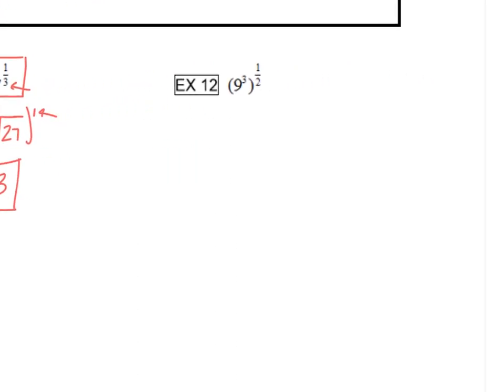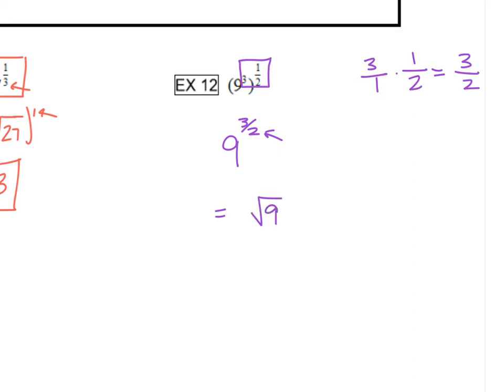Alright, so we have 9 to the 3rd power to the 1/2 power. So, if you have a power raised to a power, if you remember, one of our exponent properties is to go ahead and multiply exponents. So 3 times 1/2, you can picture it this way, 3 over 1 times 1 over 2, which is just an exponent of 3/2. So really we need to evaluate 9 raised to the 3/2 power. Our root is 2, so it's the square root of 9. We're going to raise that to the 3rd power. Square root of 9 is 3, and 3 to the 3rd power is 27.